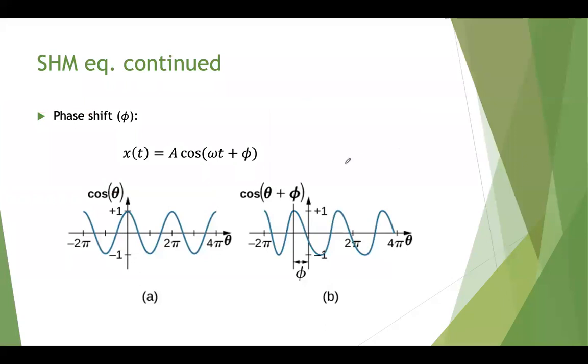Sometimes we have a phase shift, and that's very similar to what we have had in the past. So in the equation that we just saw, we had x of t equals A cosine omega t. Now, what happens is we just have to change that angle by a little bit, or whatever amount. And so that is our phase shift here, okay?